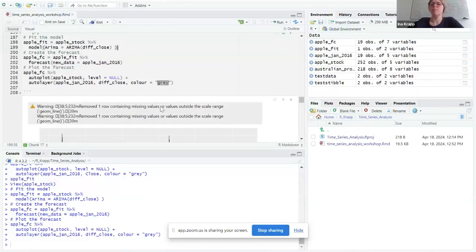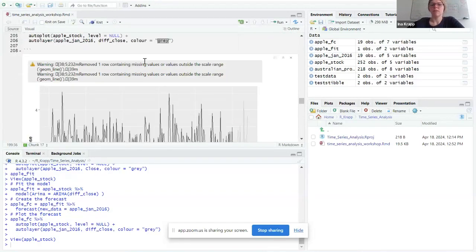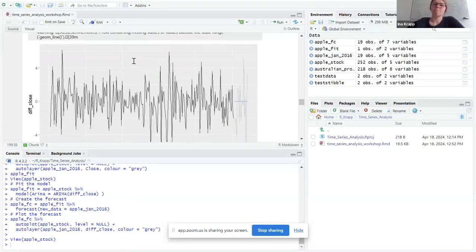We get a warning about missing values because, as you hopefully remember, you take the differences from day to day, and that means that there is always this first row which has a missing value. So this warning is to be expected. And what we see when plotting this day-to-day change is that it is very volatile. It is very difficult to detect any type of pattern in here for the human eye.